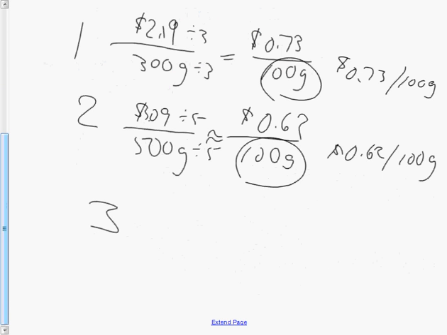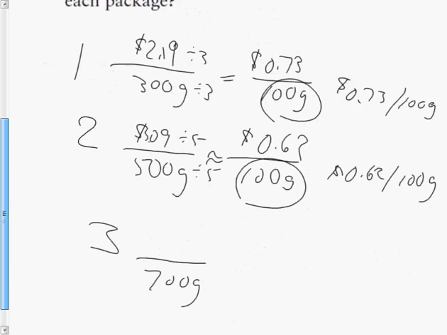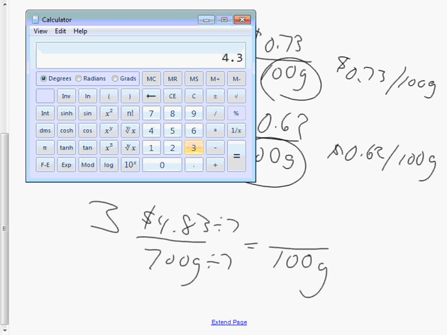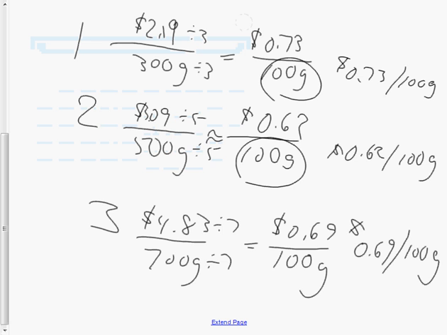And the third one, it is per 700 grams, and it's $4.83. So if I divide both by 7, I will create a proportional amount per 100 grams, and $4.83 divided by 7 gives us a unit price of 69 cents per 100 grams. And therefore, when we examine all three unit rates, we realize that 100 grams of nuts in the second package is the best value. And the worst value is the small package.